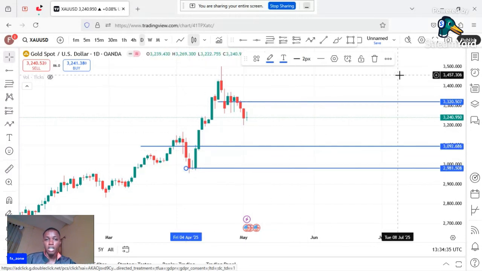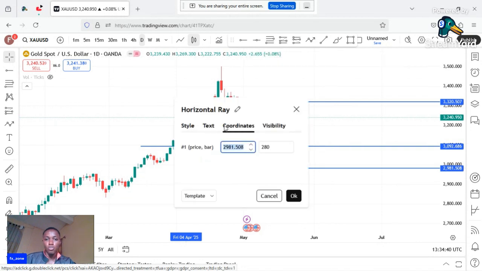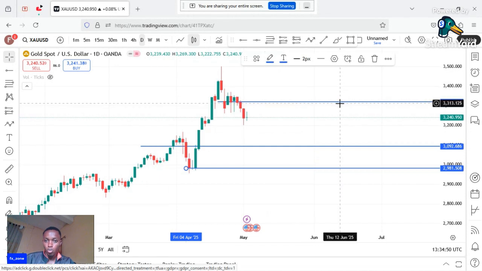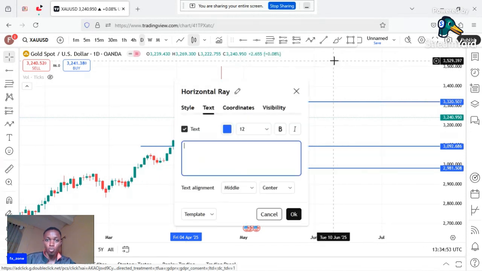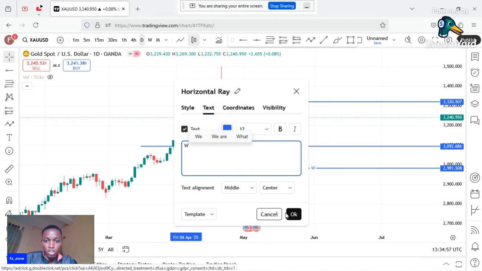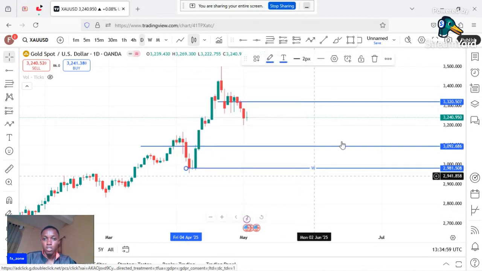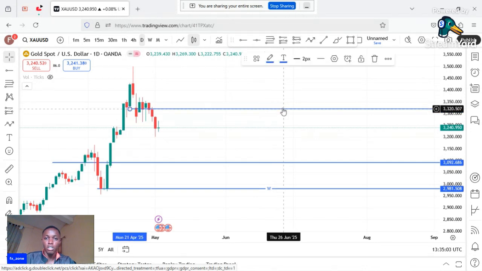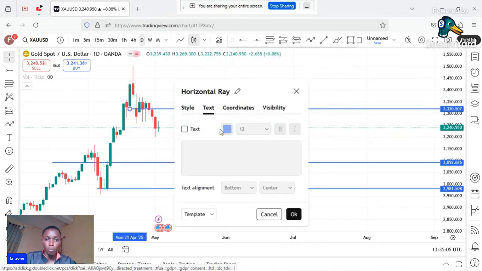Now we can go ahead and give these zones names. You go to text, settings, text, let's turn on text, then we change it to middle and center, then we click on OK. So we want to change the name so we'll know where the zones are coming from. So this zone here is coming from the weekly time frame. Okay, it's coming from the weekly time frame. I don't know why it didn't work. Let me do it again. So it's coming from the weekly time frame.